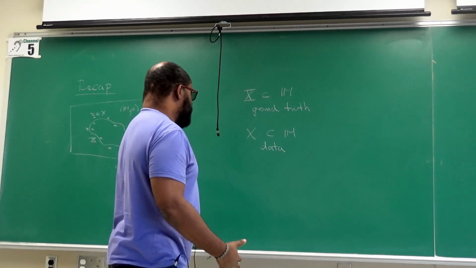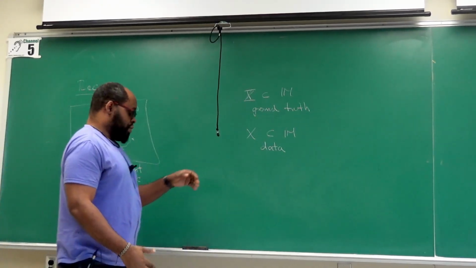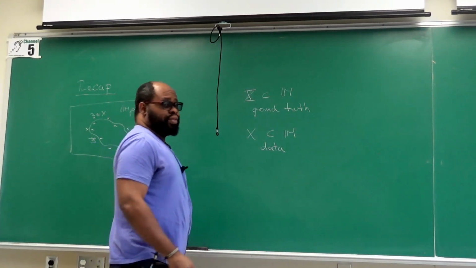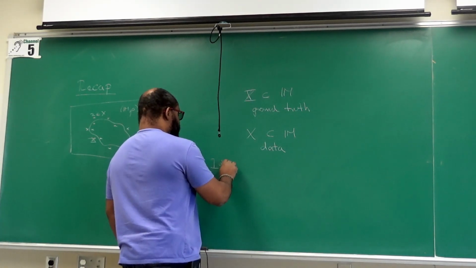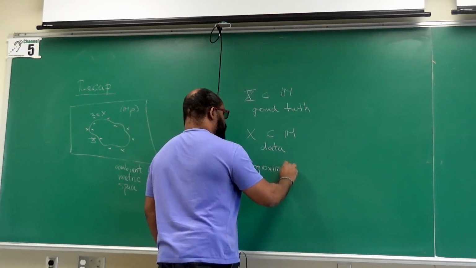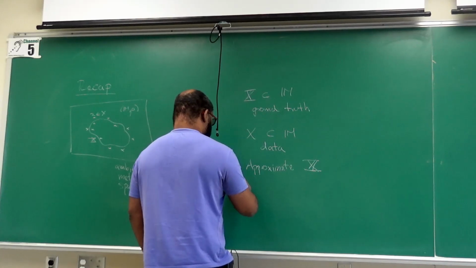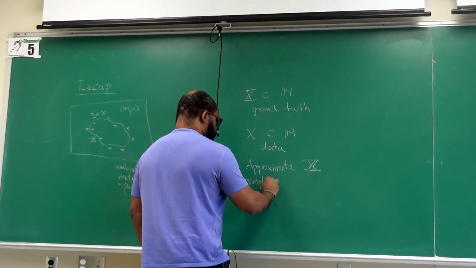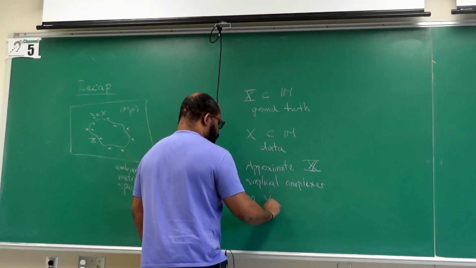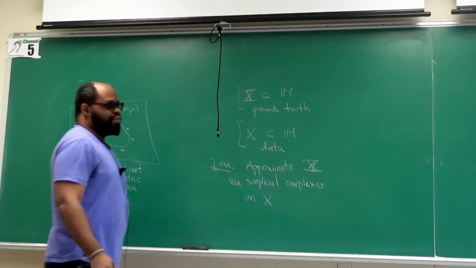So the first thing that we've seen is that one can approximate the overall shape of the ground truth by building simplicial complexes on the data. So the first idea is that we can approximate the ground truth via simplicial complexes on X. We've seen a couple of flavors of what that looks like.